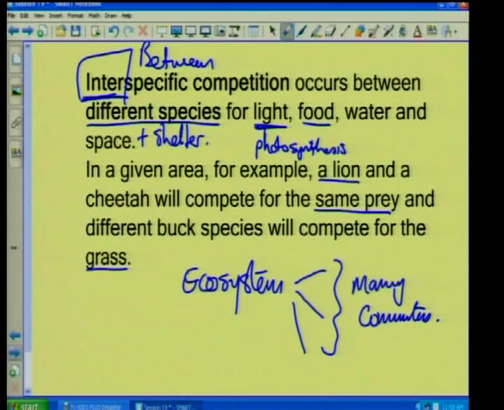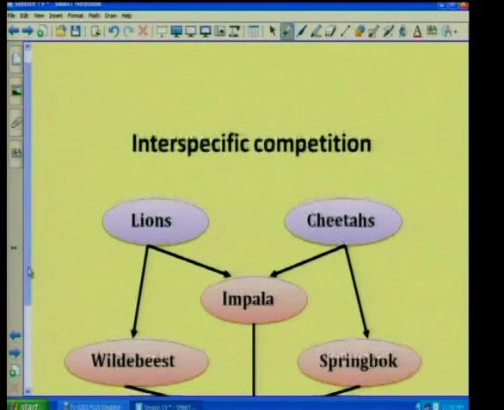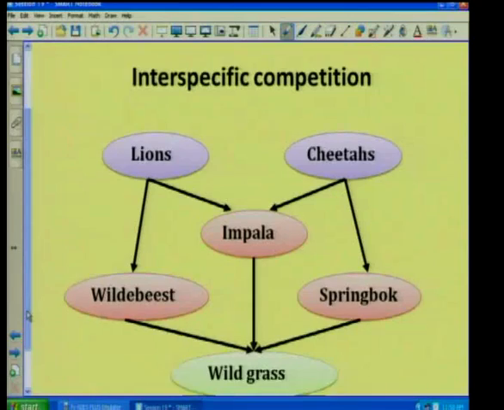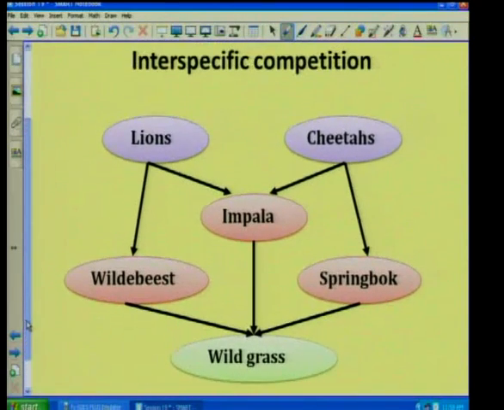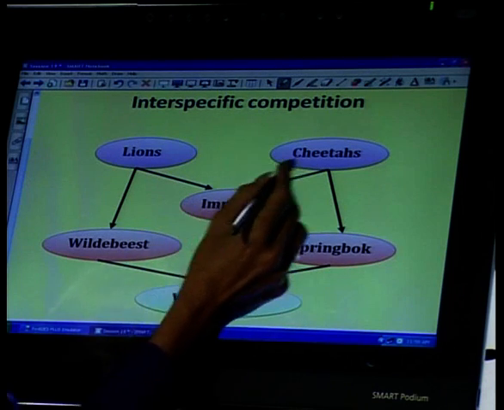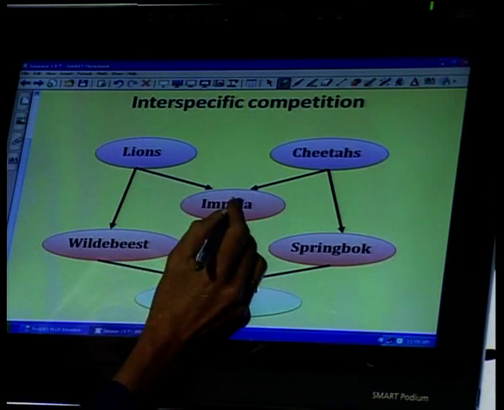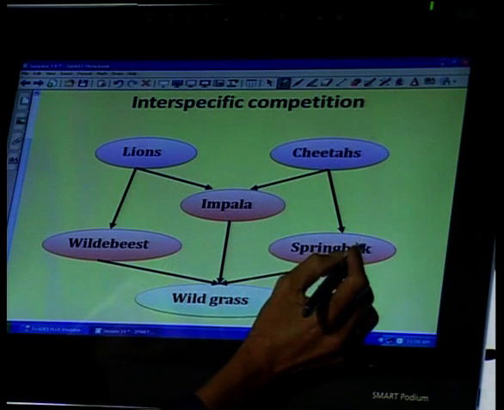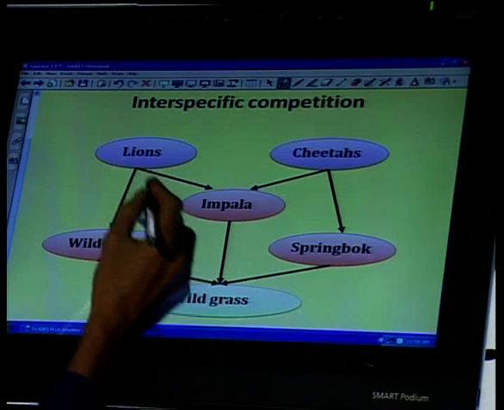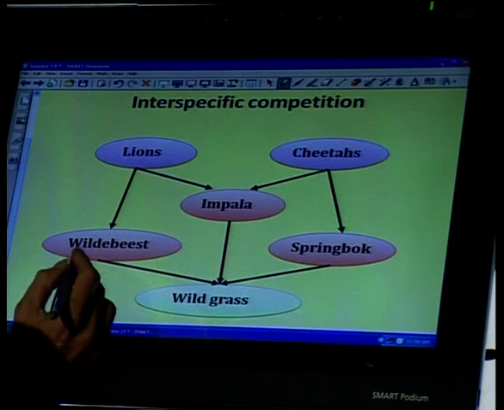Okay, and those many communities are each going to be made up of a number of populations. So if we look at interspecific competition, we can think of lots and lots of examples. We'll have lions and we have the cheetahs. Now they will feed on impala. Cheetahs and lions will eat impala. The cheetahs love springbuck, and they're fast enough to catch them, although the lions battle to catch the springbuck.